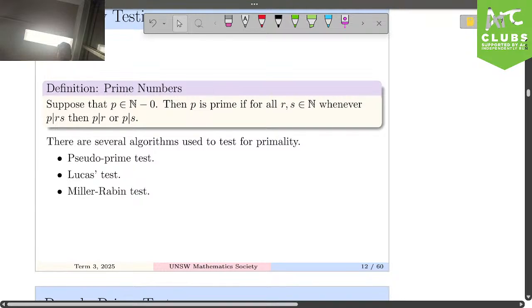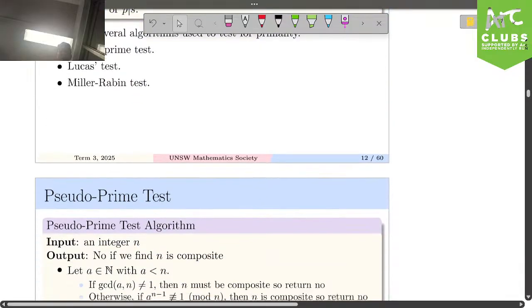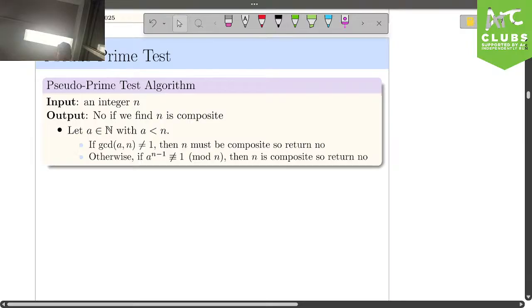But what we're interested in is trying to figure out if a number is prime. The reason that we're trying to do that is because when we do cryptography, figuring out if a number is prime is kind of important, right? So there are a couple of tests that we can do. This is the pseudo-prime test.